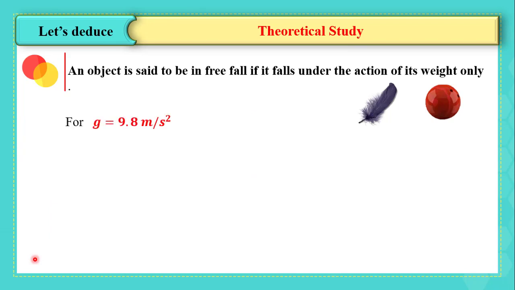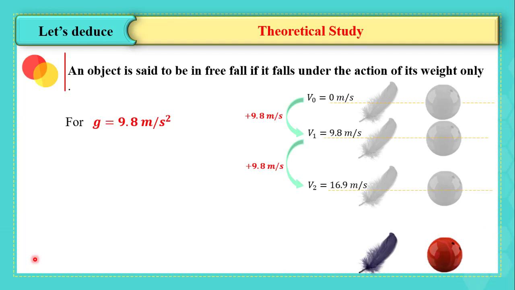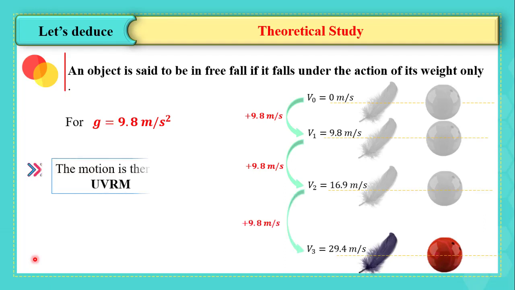This means that for g equal to 9.8 meters per second squared, the speed of a freely falling object increases by 9.8 meters per second every 1 second during its fall, and therefore the motion of a freely falling object is a uniformly varied rectilinear motion. It's good to know that a freely falling body does not necessarily mean that the object falls vertically downward.